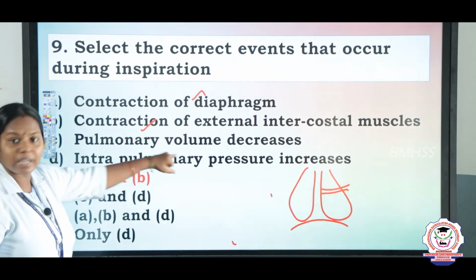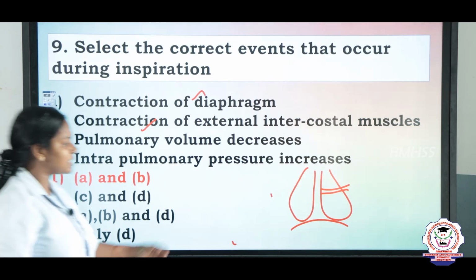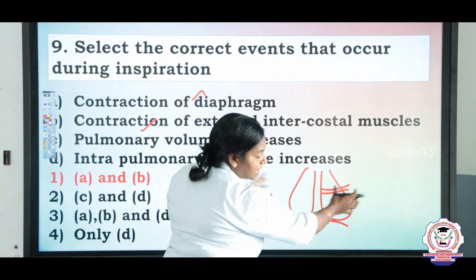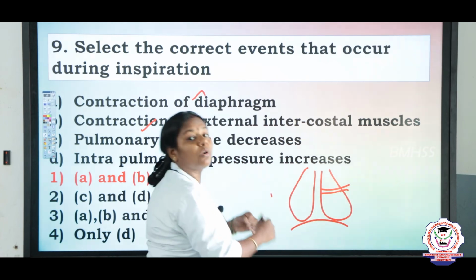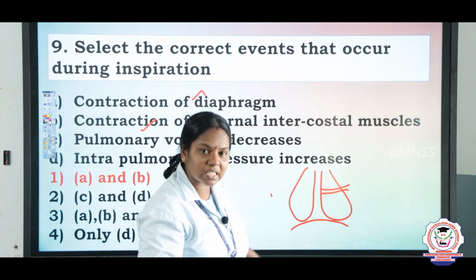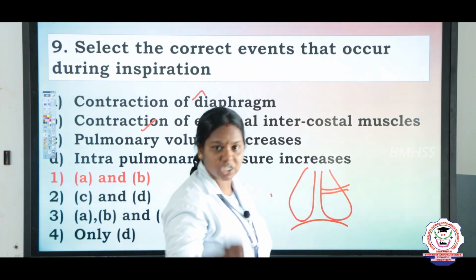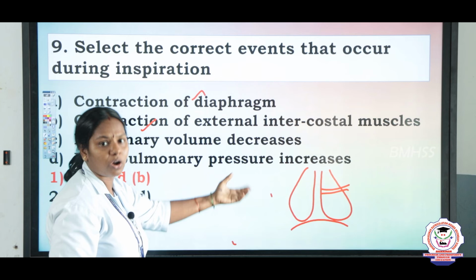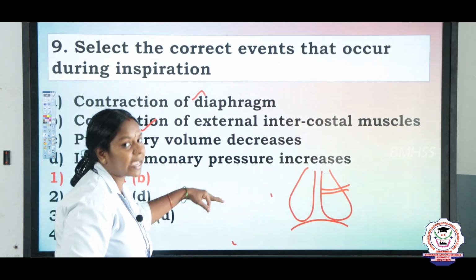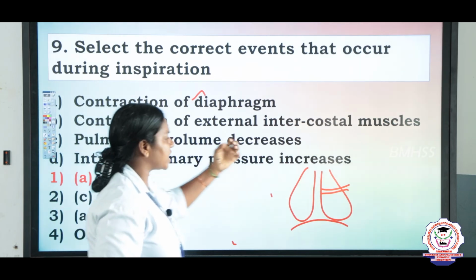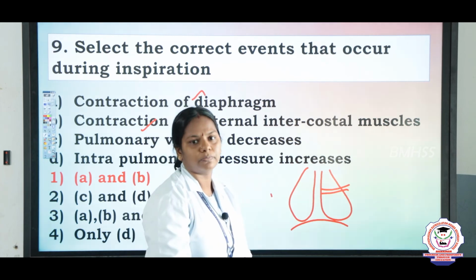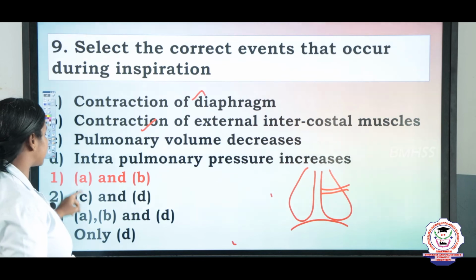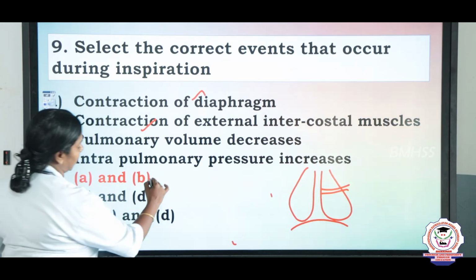The pulmonary volume decreases, it is false, because when the diaphragm moves down and the external intercostal muscle expands, what happens to the volume? Volume increases. If the volume increases, what will happen to the pressure? Pressure decreases. So, intrapulmonary pressure increases, it is a wrong option. It takes place during expiration. When the pulmonary pressure increases, we breathe out. So, the correct two statements regarding inspiration are A and B. So, this is the correct option.